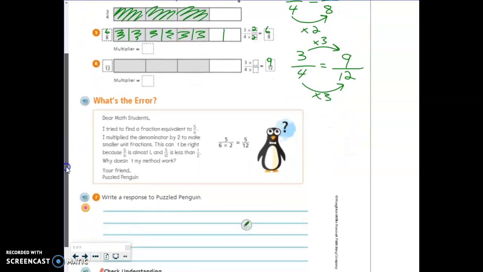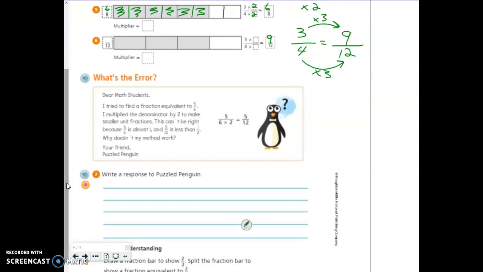Now, as we progress throughout the year here, we're going to run into this gentleman quite a bit. It's Puzzled Penguin is his name, and he makes some pretty silly mistakes, or sometimes he just makes mistakes that 5th graders often and commonly make. So in this situation, he says, "Dear math students, I tried to find a fraction equivalent to 5/6. I multiplied the denominator by 2 to make the smaller unit fractions. This can't be right because 5/6 is almost 1, and 5/12 is less than a half. So they can't be equal. Why doesn't my method work?"